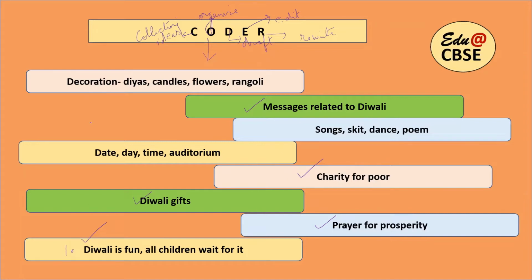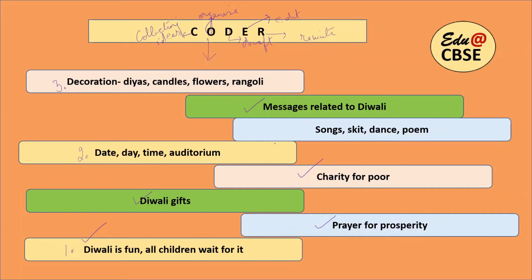After that, we'll mention date, time. So when the celebration was held, where it was held. So this is my number two. And then comes the decoration. So the decoration part will be number three. Now, after we've written about date, time, and how the auditorium was decked up, how the school was decorated, now we come to the event.